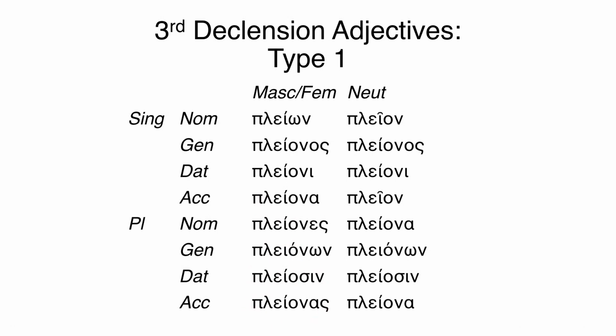Now for the neuter forms: pleion, pleionos, pleioni, pleion, pleiona, pleionon, pleiosin, pleiona. Or with a modern pronunciation, pleon, pleonos, pleoni, pleon, pleona, pleonon, pleosin, pleona. All will translate as more.